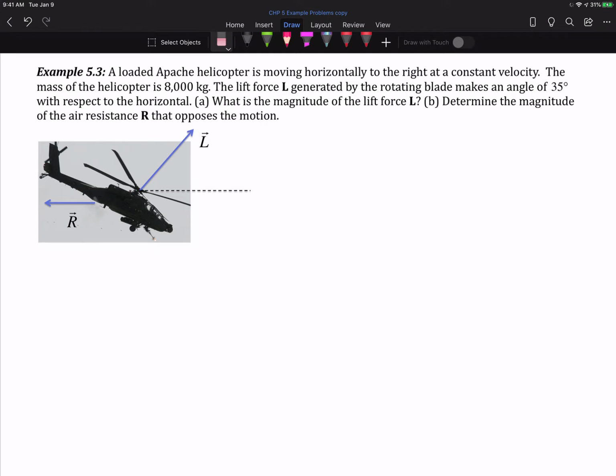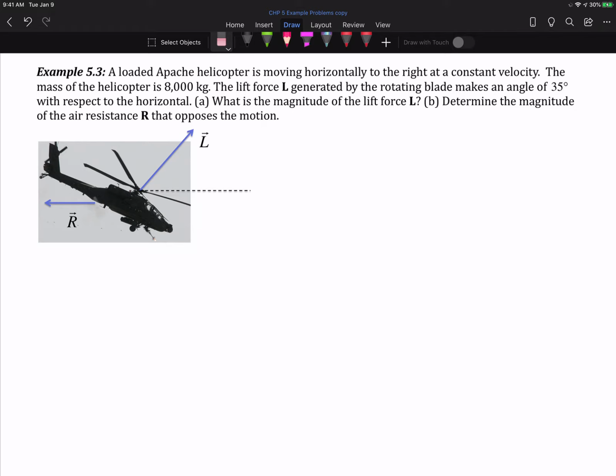Okay, so let's consider an example of a system that's in equilibrium. In this example, we have a loaded Apache helicopter that's moving horizontally to the right at a constant velocity. The mass of the helicopter is 8,000 kilograms, and there's a lift force that's generated by the rotating blades that makes an angle of 35 degrees with respect to the horizontal. What is the magnitude of the lift force? And we also want to determine the magnitude of the air resistance that opposes the motion.